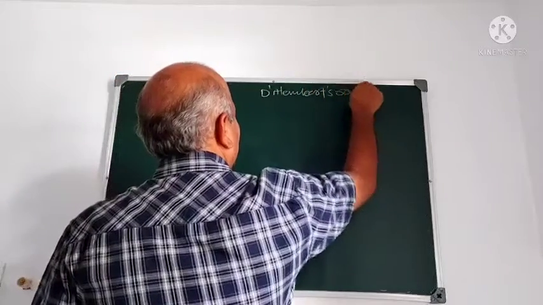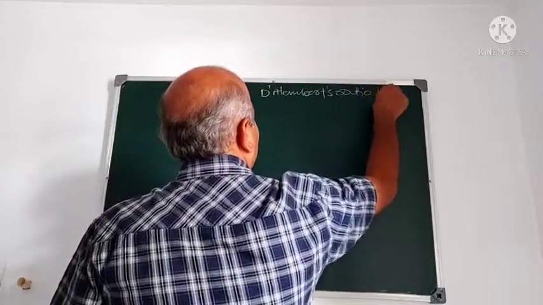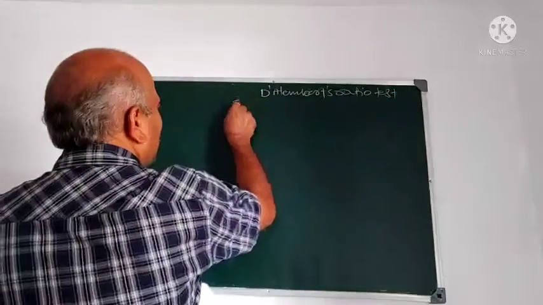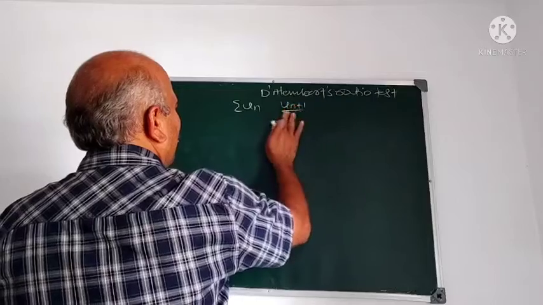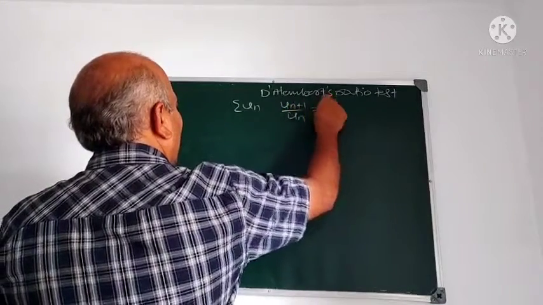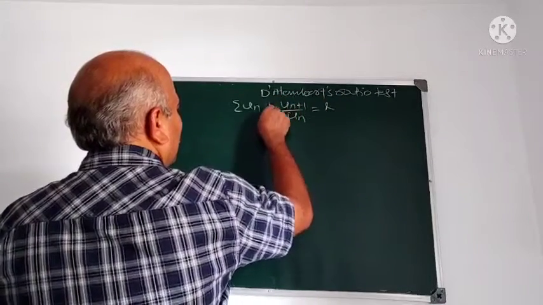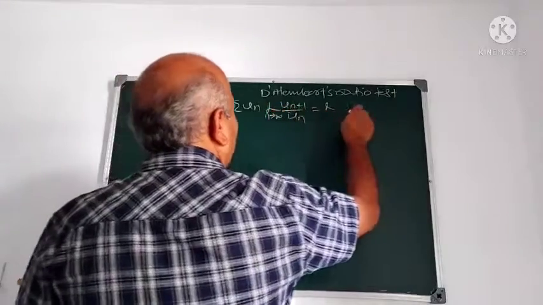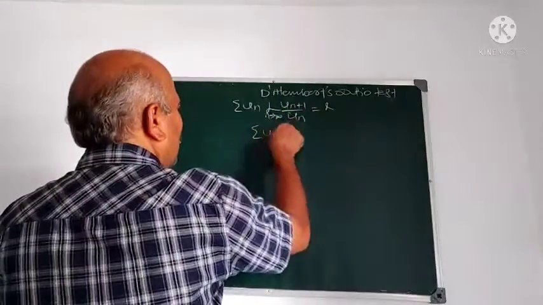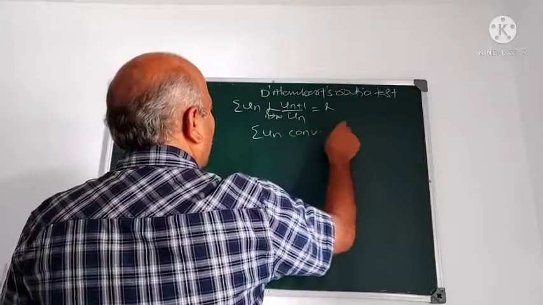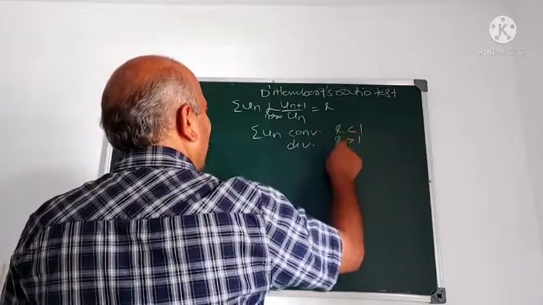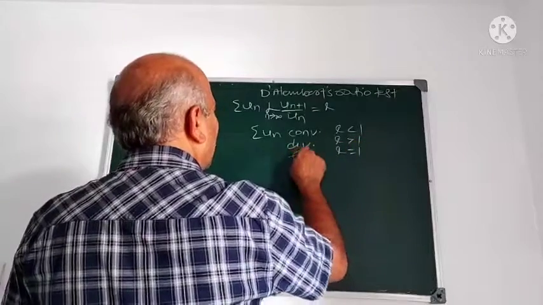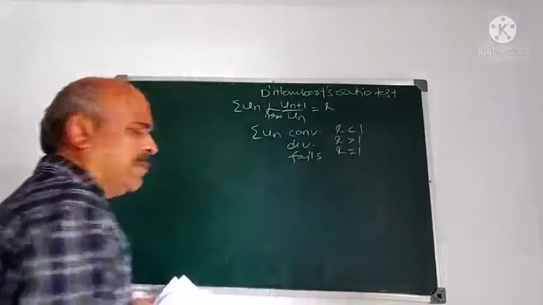D'Alembert's ratio test is like this. Suppose sigma un is a positive term series and limit un plus 1 upon un is L. Then sigma un converges if L is less than 1, diverges if L is greater than 1. If L is equal to 1, the test fails.